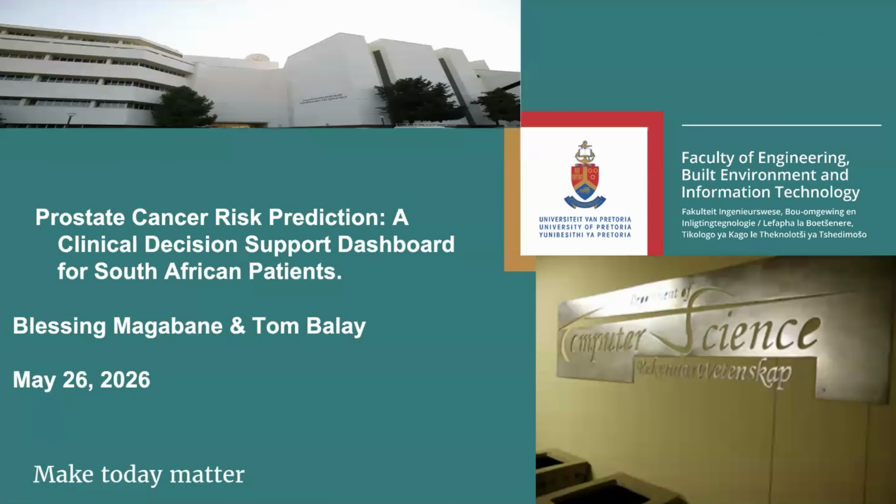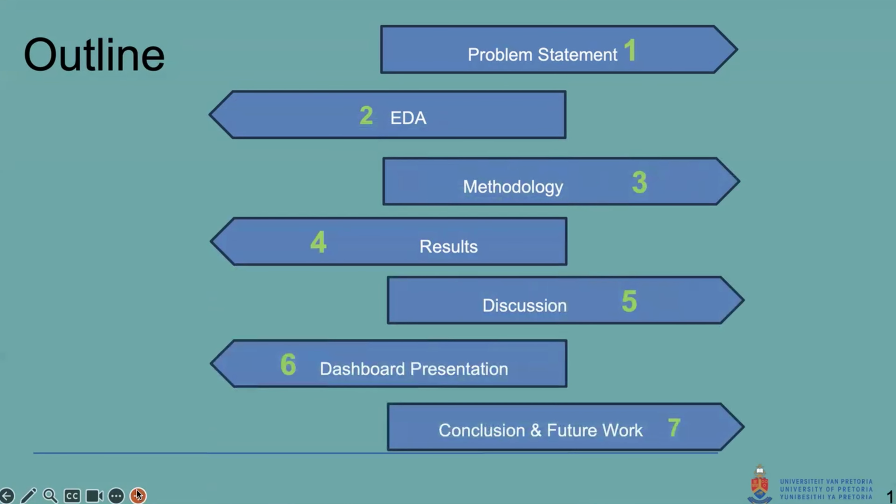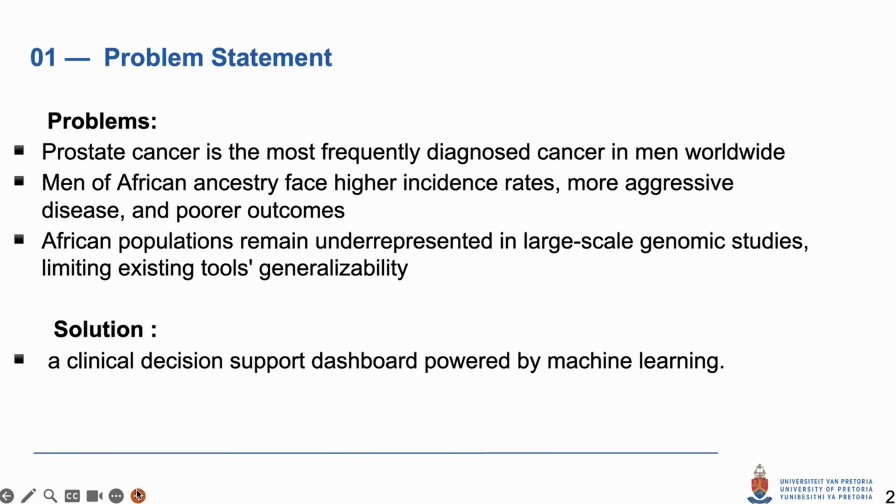I'm Tom, I'm with Blessing, and today we will work through a clinical decision support dashboard for prostate cancer risk prediction on South African patients. We will cover 7 sections: problem statement, EDA, methodology, result, discussion, dashboard presentation, and the conclusion for this work. So the problem statement of our project is we're looking at prostate cancer and how it affects African men specifically. We know cancer is a problem worldwide, but the African population is underrepresented.